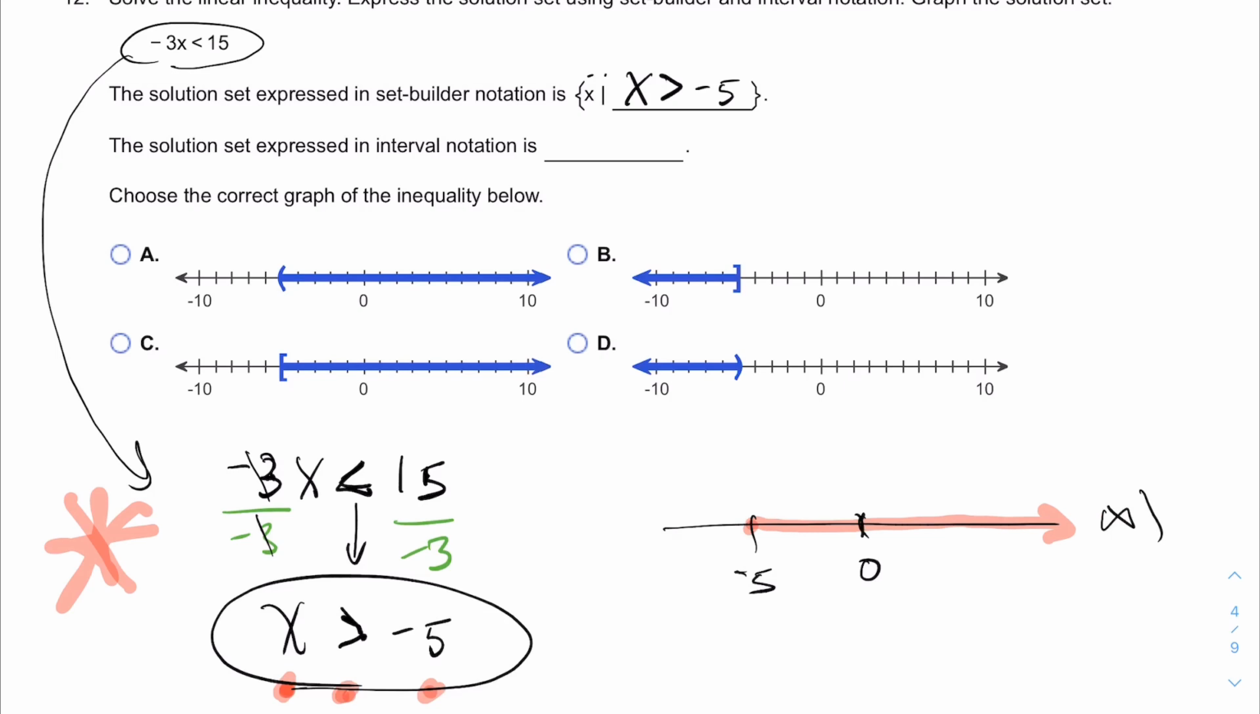And is it open or closed? It's not equal, so it must be open. Okay, so the interval notation is open at -5 and goes up to positive infinity, and that's open. So we've got a complete open interval. And the graph that matches with number 12 looks like A, because it starts at -5 and it's open and it goes forever to the right.